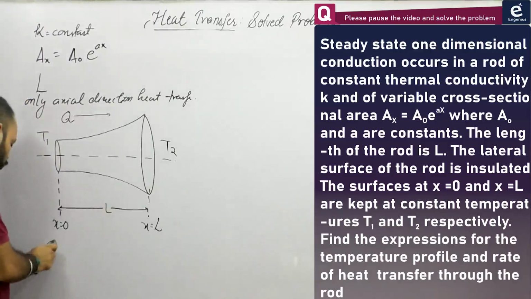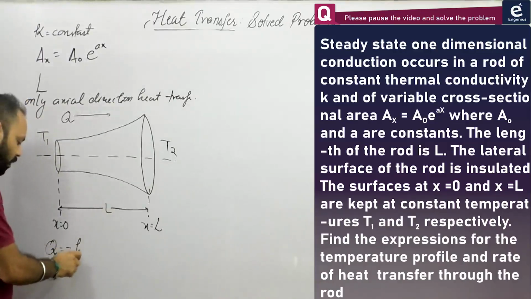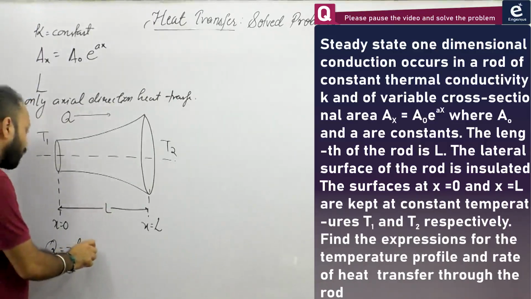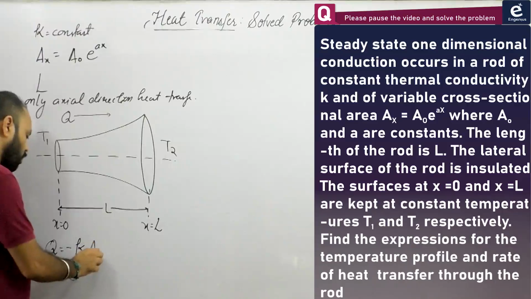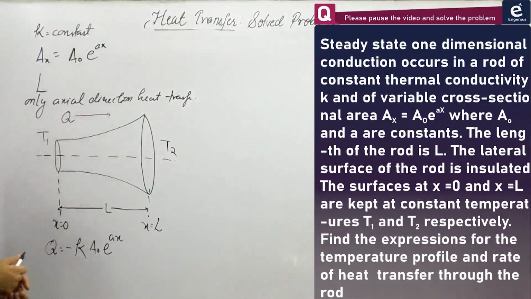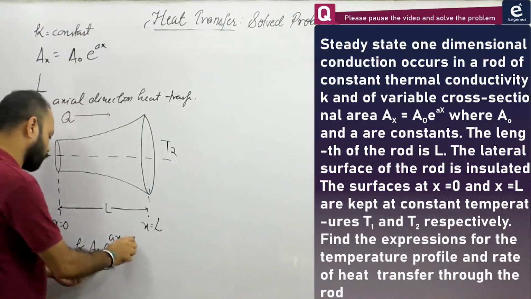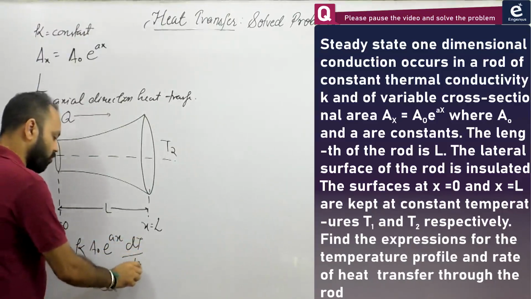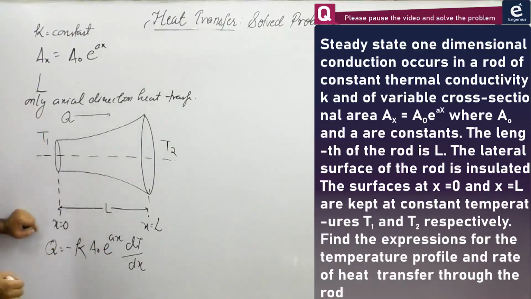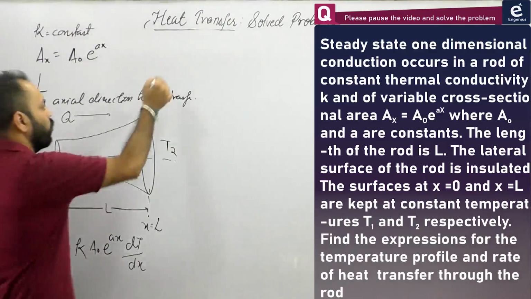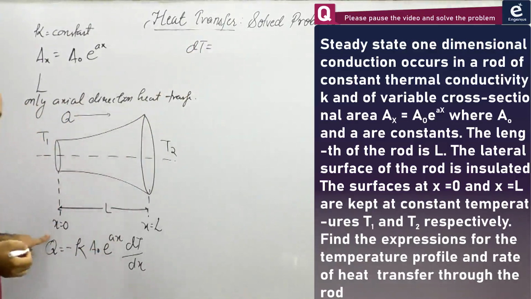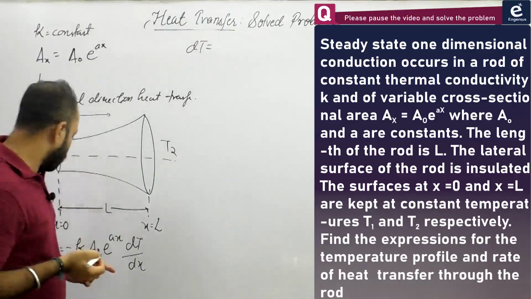So Q is equal to minus, negative sign को भूलना नहीं है, minus K. K is constant, right? And multiplied by A. What is A? A is A naught into e raised to the power minus ax, and that multiplied by dT by dx. That is the Fourier's law of conduction, which is applicable for steady state heat transfer. Now this expression will be dT is equal to variable separable type की differential equation में बनाना है इसको, है ना?